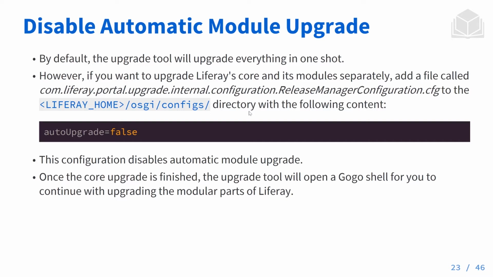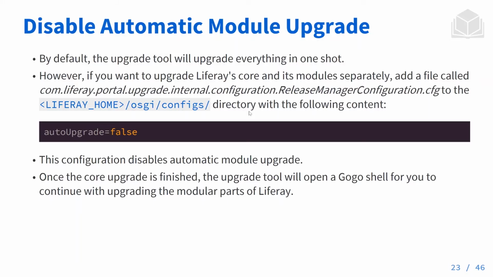You're going to be creating this file here. So you're going to create that config file. Once you create it, you're going to open it up and you're going to add this property right here, auto upgrade equals false. So you'll add that there, save the file, add it to the configs directory, and off you go. Now, once you start the upgrade tool, the upgrade tool will upgrade the core of Liferay first, and then it'll prompt you using the Apache Felix GoGo shell to upgrade the modules one by one.